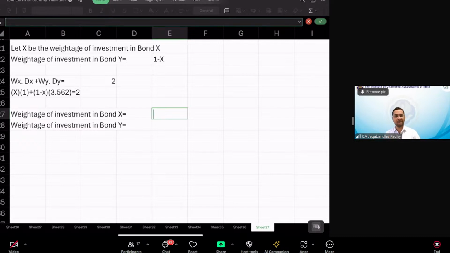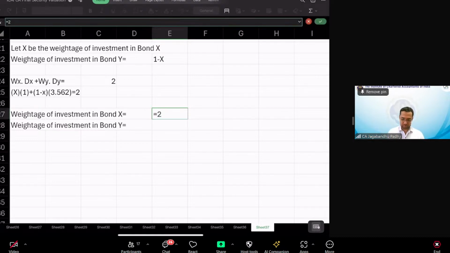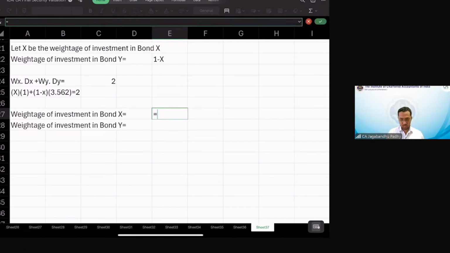How much is it? Yep. So we can say it is 3.562 minus 2, this divided by 4.562.